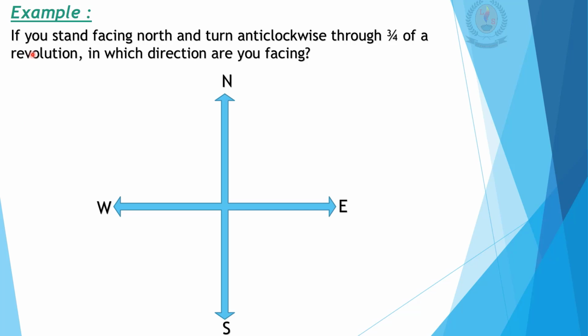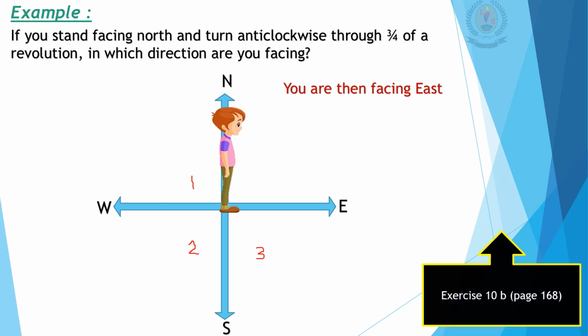If you stand facing north and turn anticlockwise to 3/4 of a revolution, in which direction are you facing? Anticlockwise direction means this side. Now from north we'll have to count the number of quarters. In the question it is said there are 3/4 of a revolution. So shall we count the number of quarters? 1, 2, 3. So that means you are then facing east.